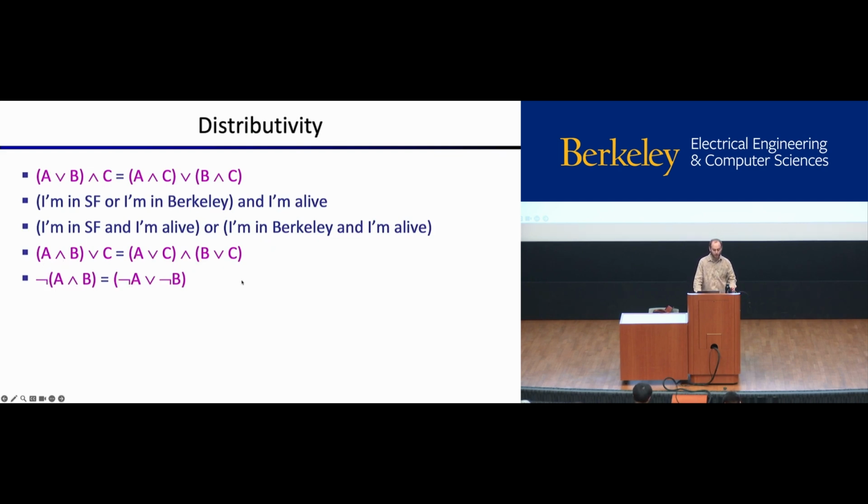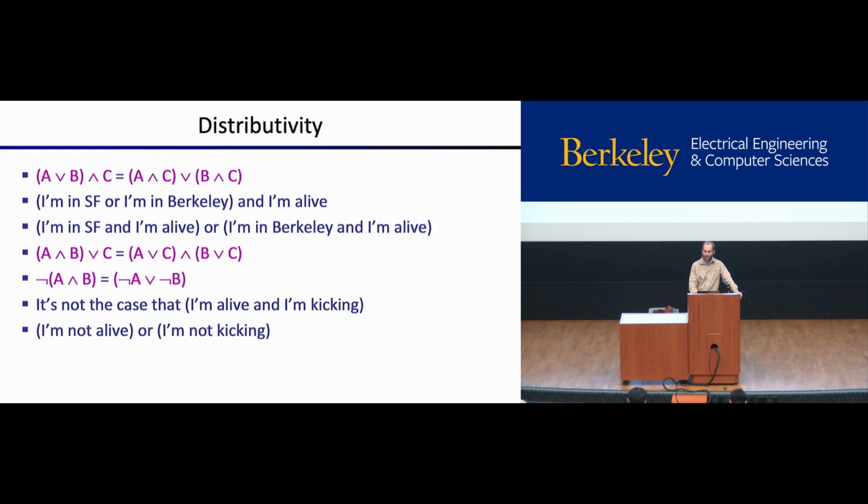You can also distribute nots because we want the nots at the lowest level. Not A and B is equivalent to not A or not B. Here's an example. It's not the case that I'm alive and kicking is equivalent to saying I'm not alive or I'm not kicking. One of these things has to be false for this whole thing to be false. Okay, and likewise for or, you flip the or to an and, you move the not inside.